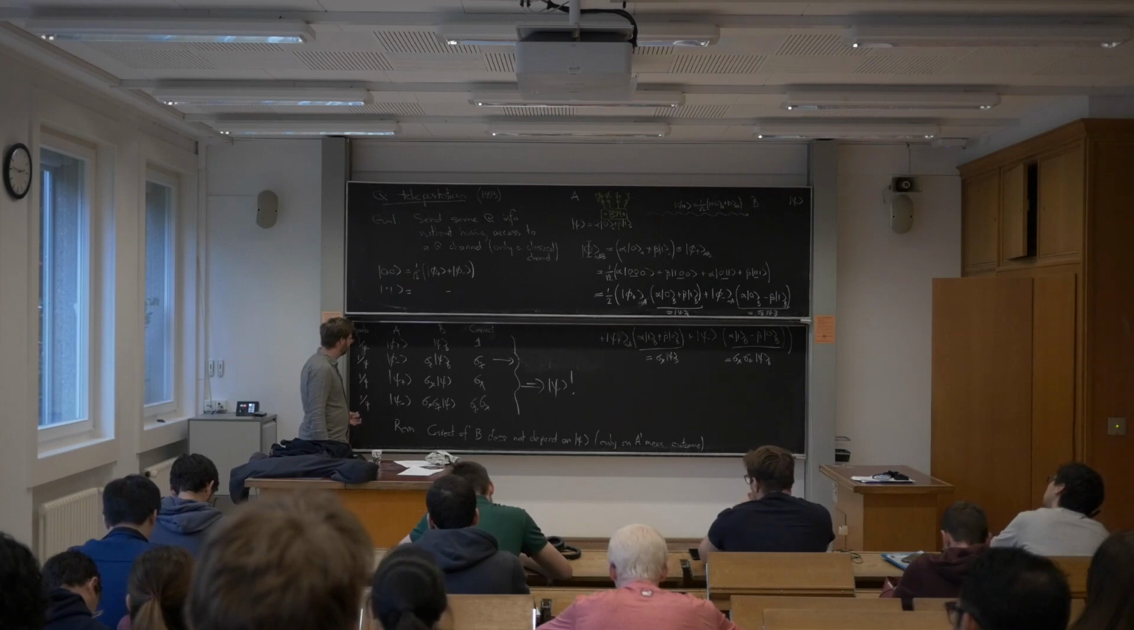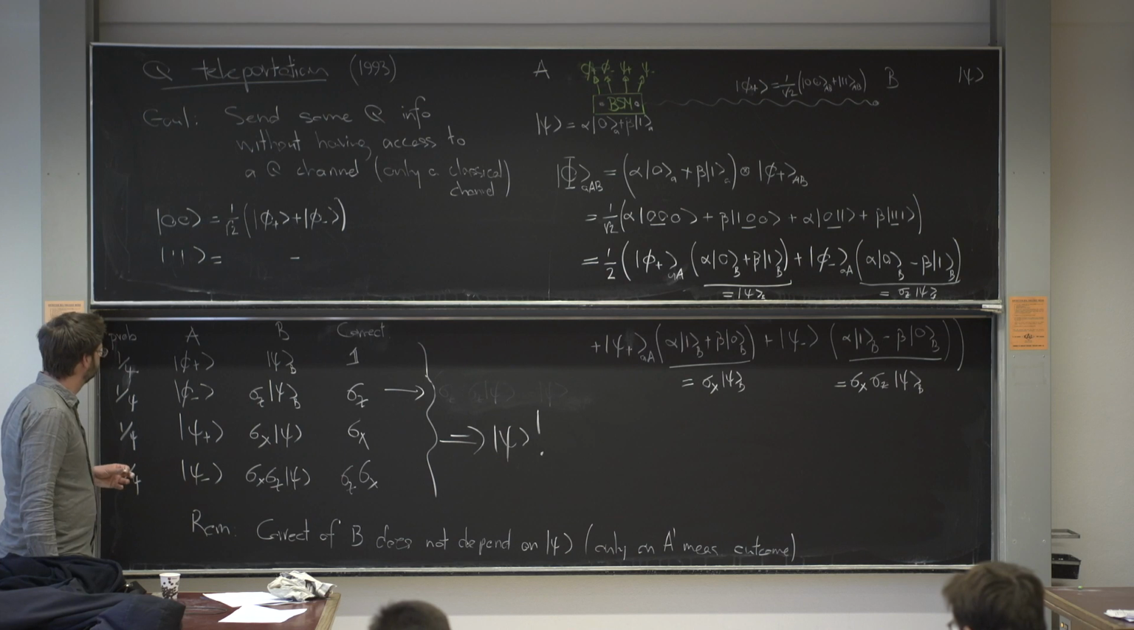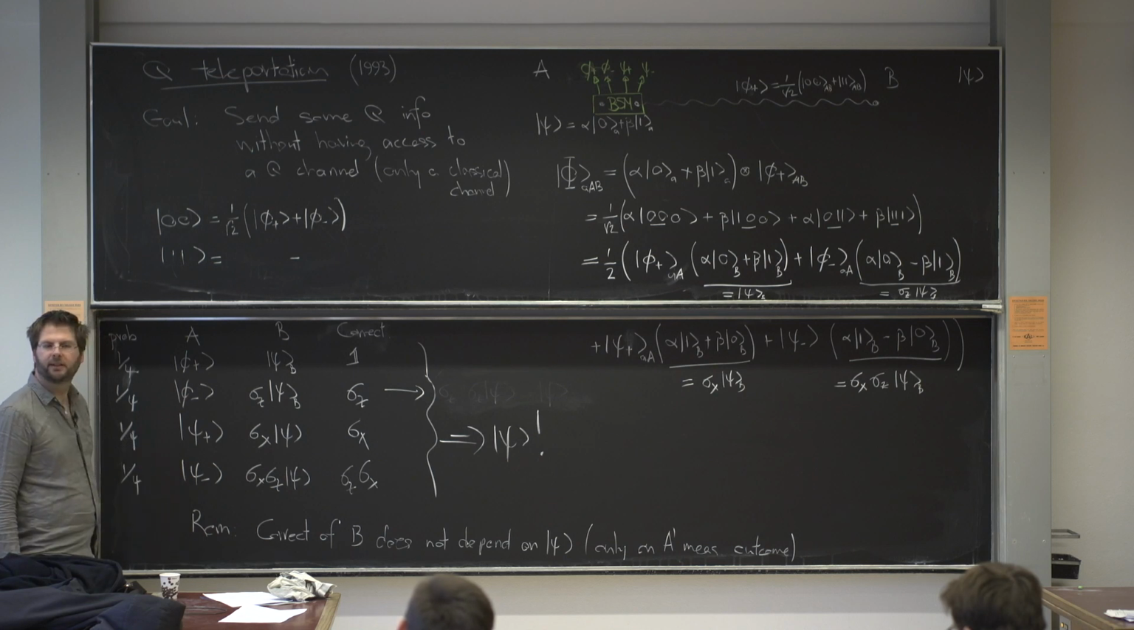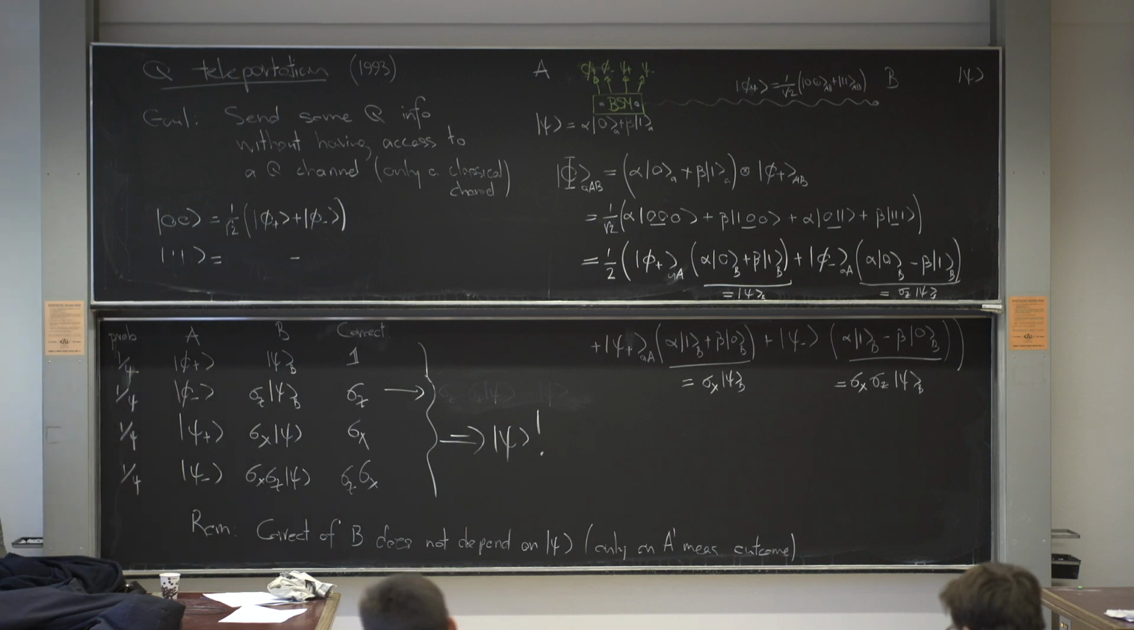Now, of course, you see, there would also be a problem if somehow Alice could in advance tell which state it's going to be, right? But of course that cannot be because all the outputs are equally likely, right? Yes?